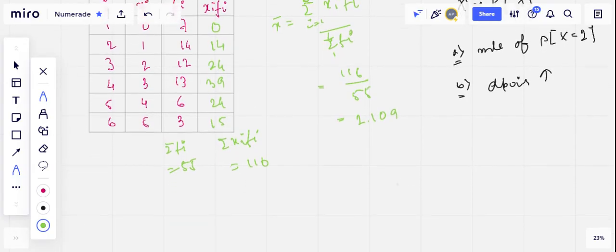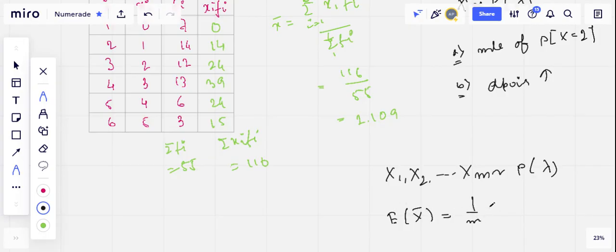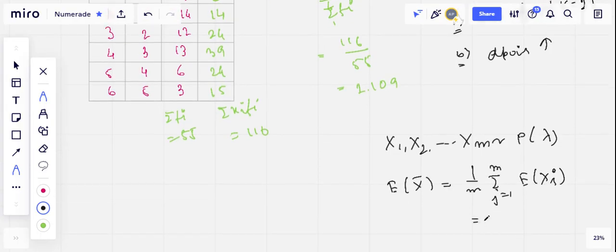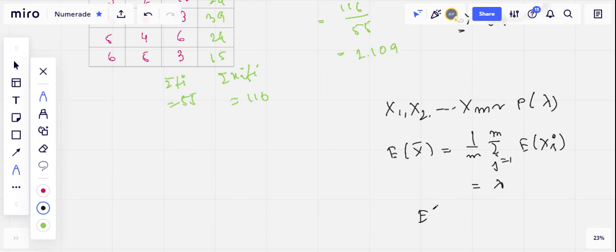Okay. Now let us take m random variables X1, X2, so on Xm. Each follows Poisson distribution with parameter lambda. Now the theoretical sample mean is expectation of X bar. This is the theoretical sample mean. Now this is 1 by m summation j runs from 1 to m expectation of Xj. So answer will be lambda because expectation of Xj equals lambda.